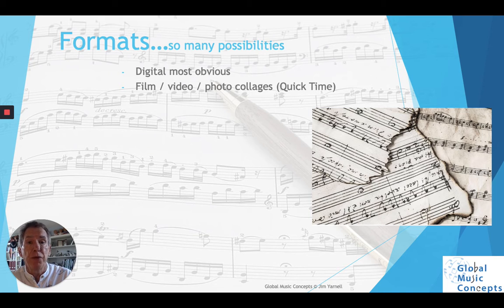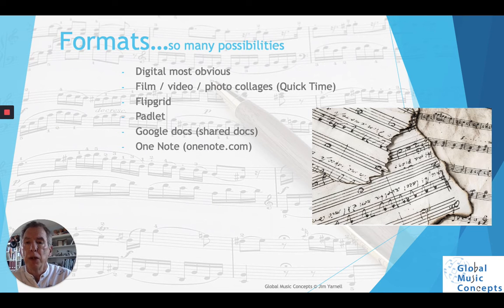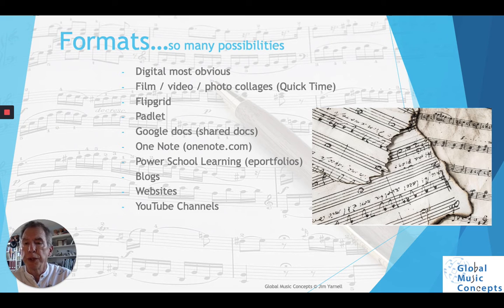They can make films, video, photo collages. They can use QuickTime, for example. Flipgrid has been very popular. Padlet has been very popular. Google Docs, I suppose, is the most popular in terms of documentation and writing. OneNote has become very popular in terms of music notation and so on. PowerSchool Learning has this e-portfolio component, which could also be used as the IB component. Students create websites and have blogs in them. That's also a possibility. Students are now also creating their own YouTube channels, which I find interesting and novel.